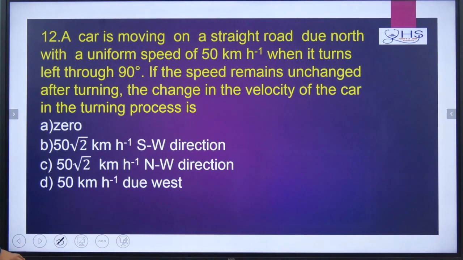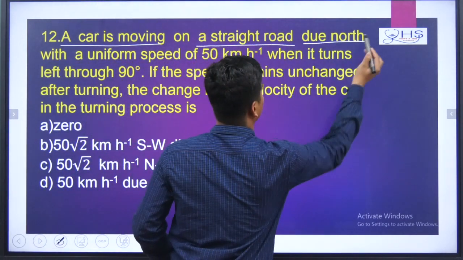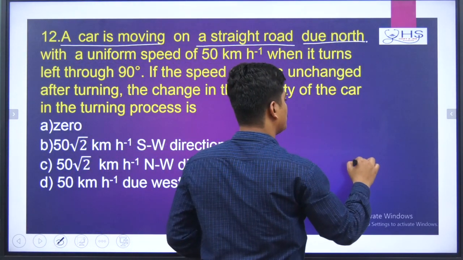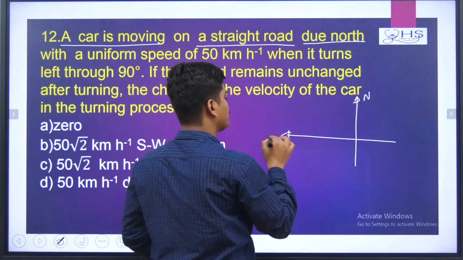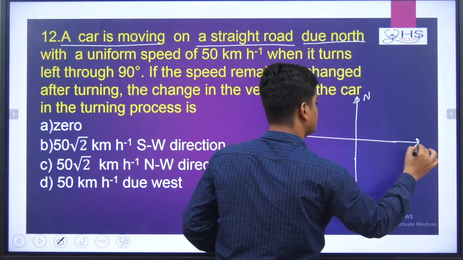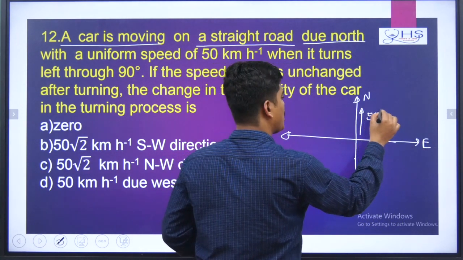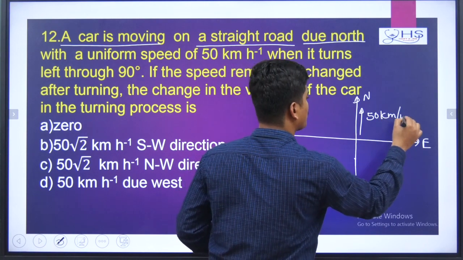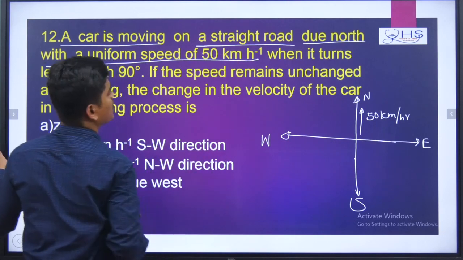And the change in momentum comes out as 2mv cos theta. Now I'll go to the next question. Here a car is moving on a road towards north. This is the north direction, this is west, this is south, and this is east. The car is moving towards north with a speed of 50 km per hour.